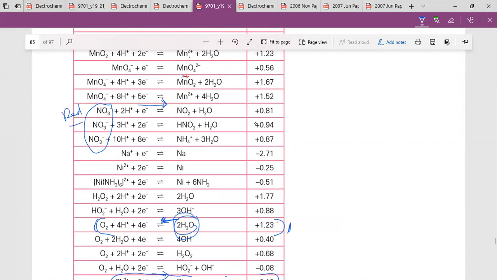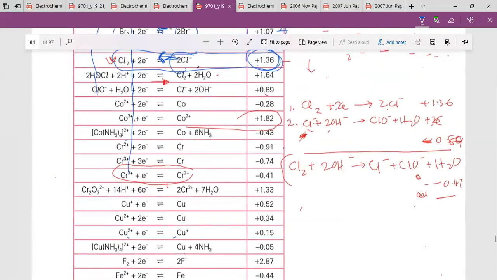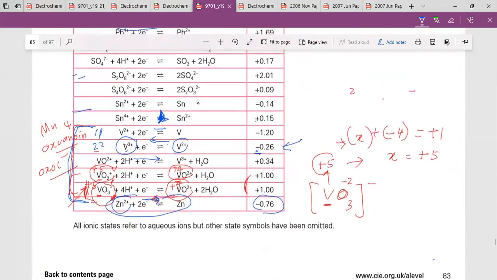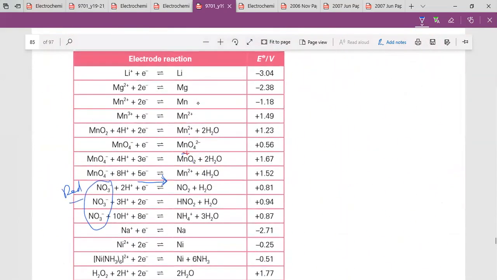There's none here, none on this side. You can check, I checked already. Okay, there's none on this side with NO3. All right, so you don't touch NO3 because NO3 is a very powerful oxidizing agent as well. It's not going to give out any electrons.